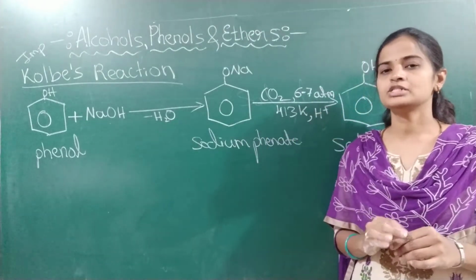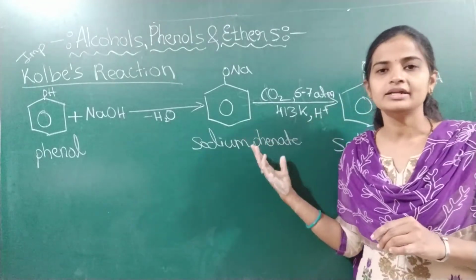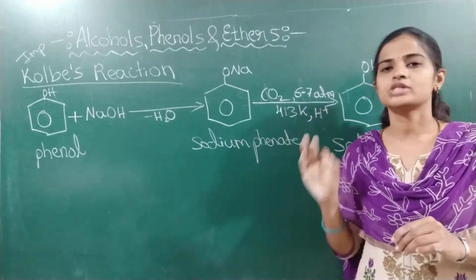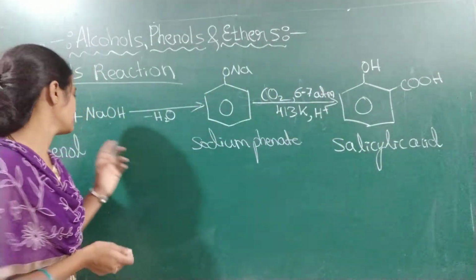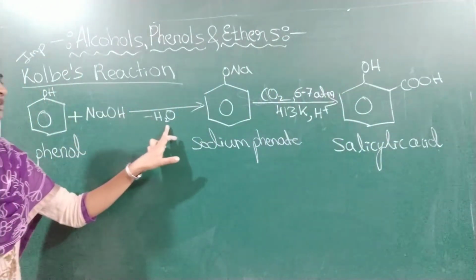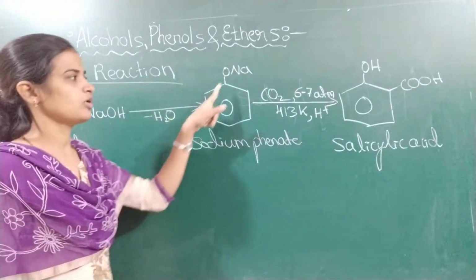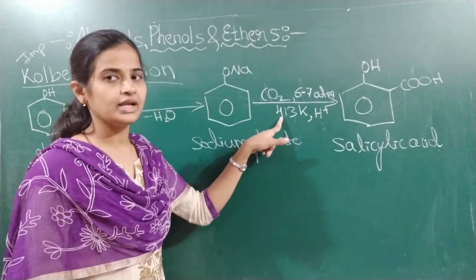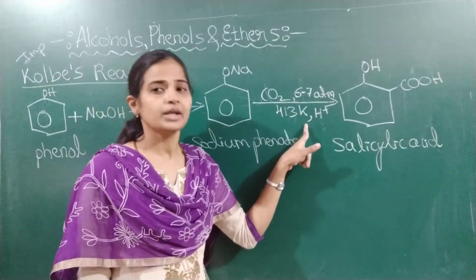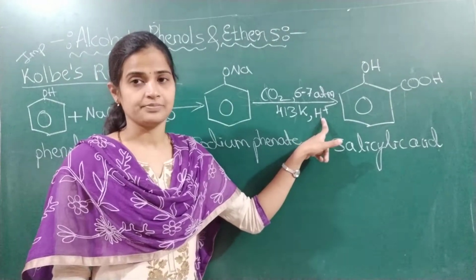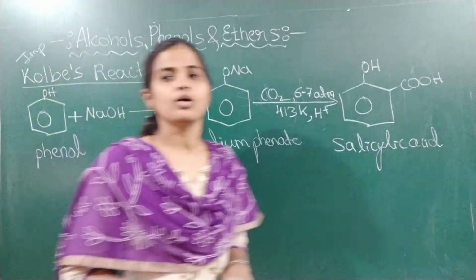Also remember students, most of you have written these rings with a pencil. Don't do that. These are not any diagrams. You have to use a pen to write this reaction. You have to practice this. Phenol treated with NaOH, with elimination of a water molecule, forms sodium phenate. When this sodium phenate is treated with carbon dioxide by maintaining 6 to 7 atmospheric pressure and 413 Kelvin temperature, and in the presence of acid, it forms salicylic acid. Got it? This is about Kolbe's reaction.